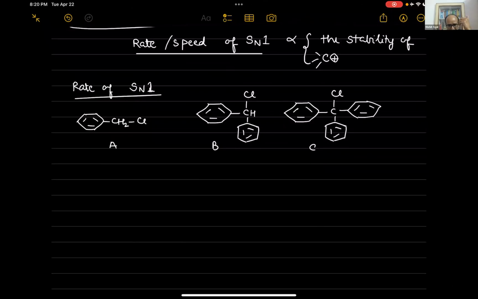So if a cation can form easily, it will let the Cl minus go away very quickly. The cation will say, okay, leave, immediately I can become stable by doing resonance. Are you getting my point? And if a cation is stabilized by resonance, it can form very easily, and the speed of SN1 is going to be fast. Clear or not?